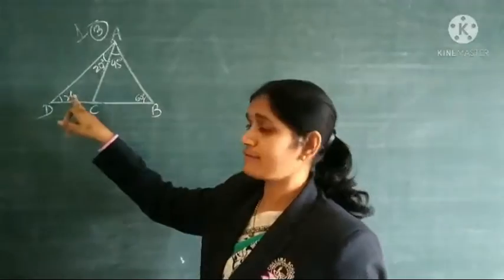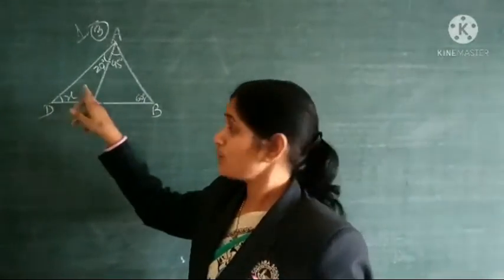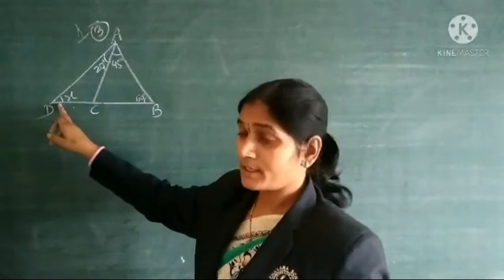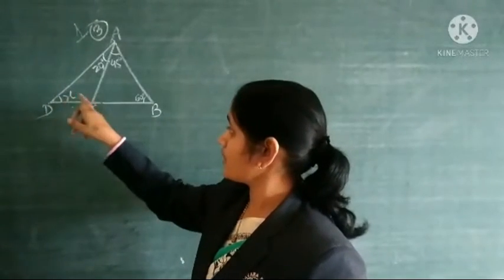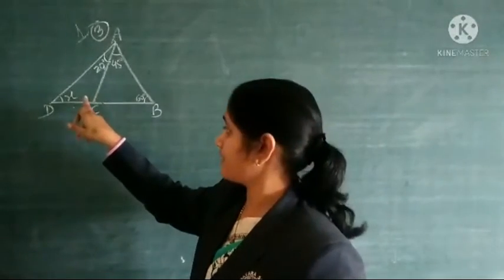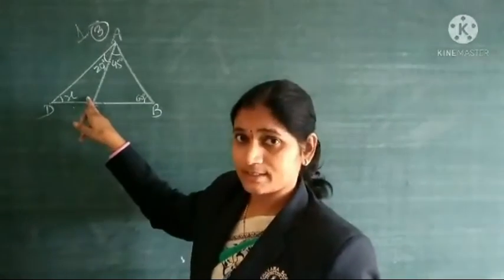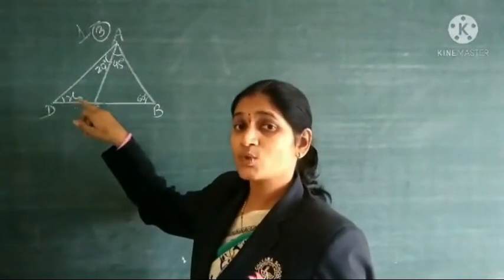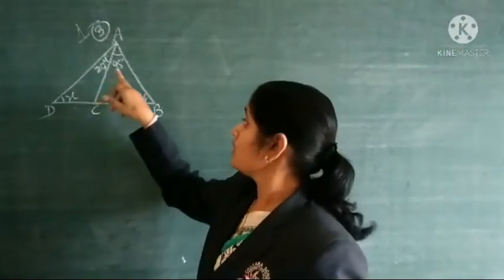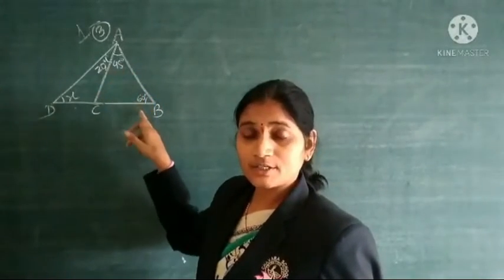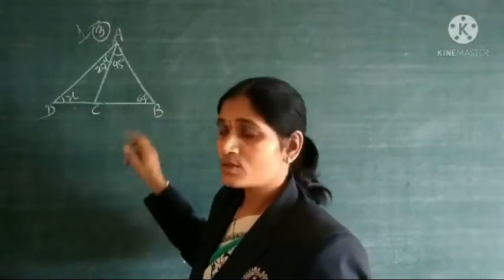In that we have to find the value of X. So X is in triangle ACD. In triangle ACD, we don't have the value of angle D and angle C either. First we will find the value of angle C. As ACD is an exterior angle, its value will be equal to the sum of the opposite interior angles.